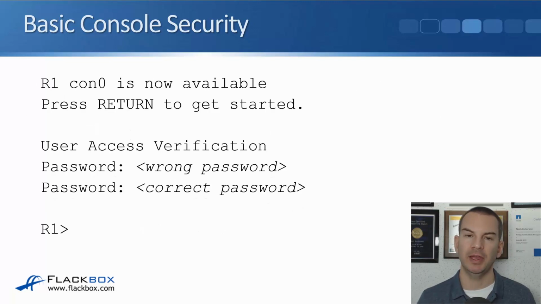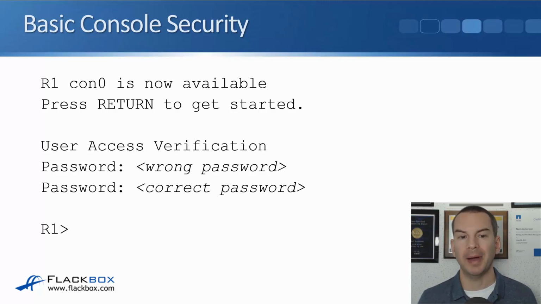So we enter that config, then we hook up to the device with a console cable, and when we look at that on our administrator workstation, when we do the connection, we'll see a prompt. In the example, it's R1 we're on here. Console line 0 is now available. Press return to get started. We hit return, and it will then prompt us for a password. So it says user access verification password, and we enter the password that we configured under the line.